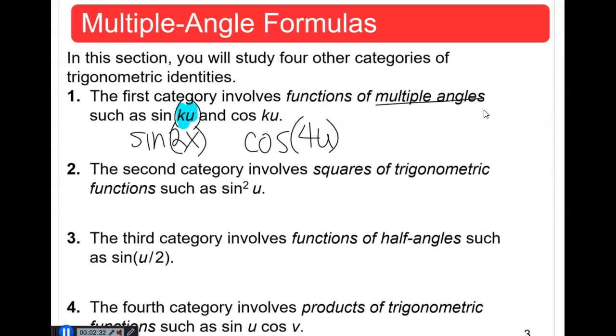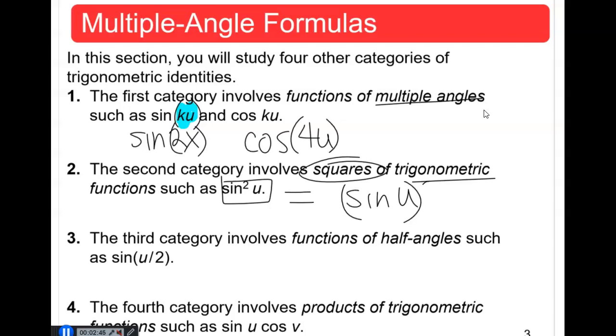The second category, squares of trigonometric functions. So things that contain sine to the power 2. Remember, this is similar to having sine of u and then square. So that's exactly what it means. And it is equivalent to saying something like this: sine x times sine x. But when the exponent is there, what you're squaring is the whole sine of u.